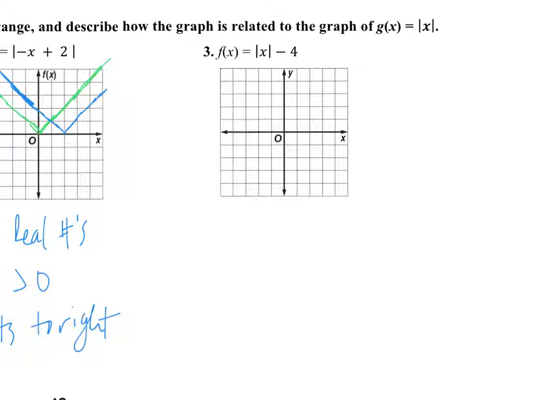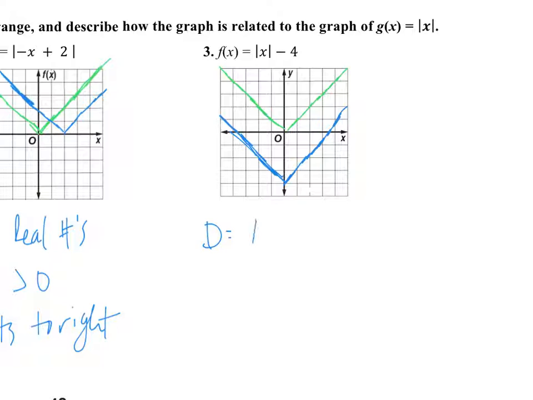All right, same thing on this last one. So let's figure out, again, here's our graph of g of x. Let's graph f of x. So what's this one going to do? Here we go. It's going to look like this. So what did that do to our graph? That shifted it down, or translated it down 4 units.